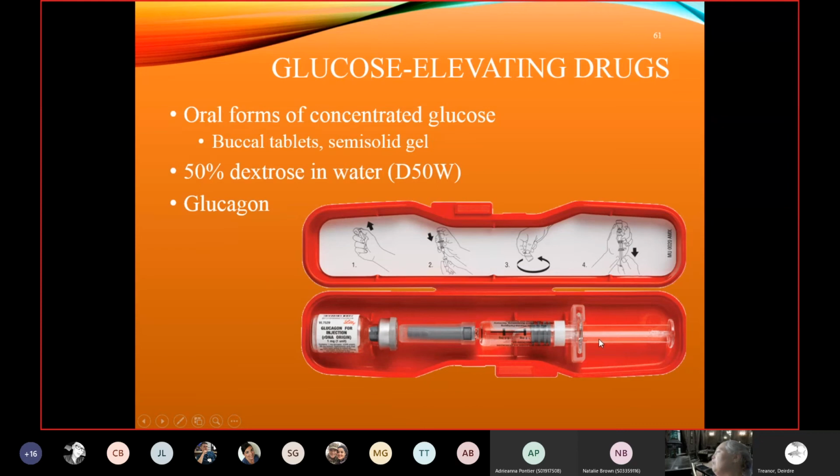So glucose elevating drugs, you've got oral glucose, which are buccal tablets or gel, or 50% dextrose in water, D50W. That's commonly given by injection through an IV. And then, of course, glucagon is the natural hormone. We've talked about it. If you give glucagon sub-Q, that may induce vomiting. So with glucagon, you're going to want to roll an unconscious patient on their side before you give them the injection so that if they do vomit, they don't aspirate the vomit into their lungs.